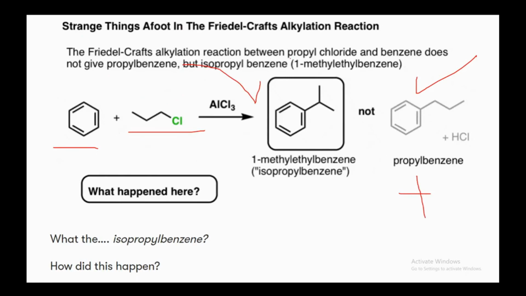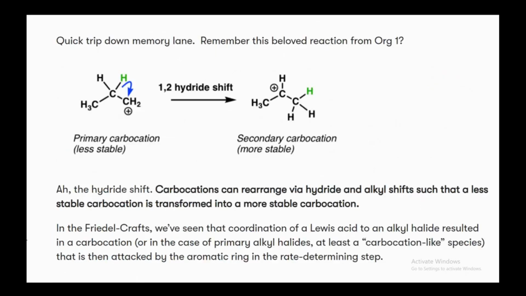The Friedel-Crafts alkylation reaction between propyl chloride and benzene does not give propyl benzene but isopropyl benzene. What happened here? How did this form? How did this happen? Let's have a look at this. This is the primary carbocation, less stable, so we observe a 1,2 hydride shift.